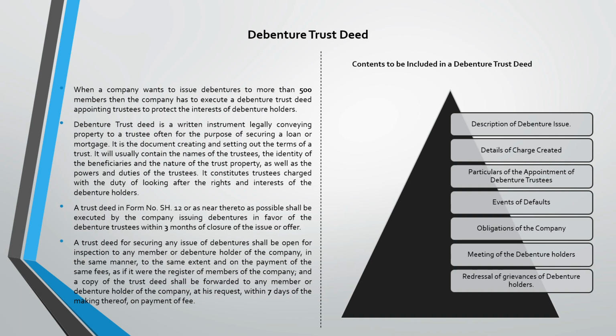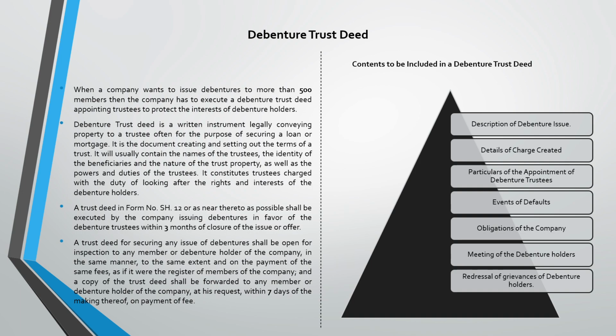It is mandatory that when a company wants to issue debentures to more than 500 members, the company has to execute a debenture trust deed. And in this debenture trust deed only, the debenture trustees are formally appointed. They cannot be orally appointed. A formally appointed written agreement is necessary. This is the written agreement, the debenture trust deed.